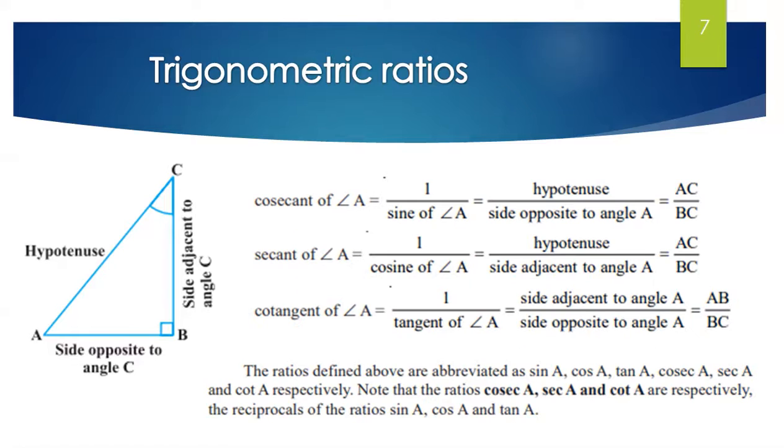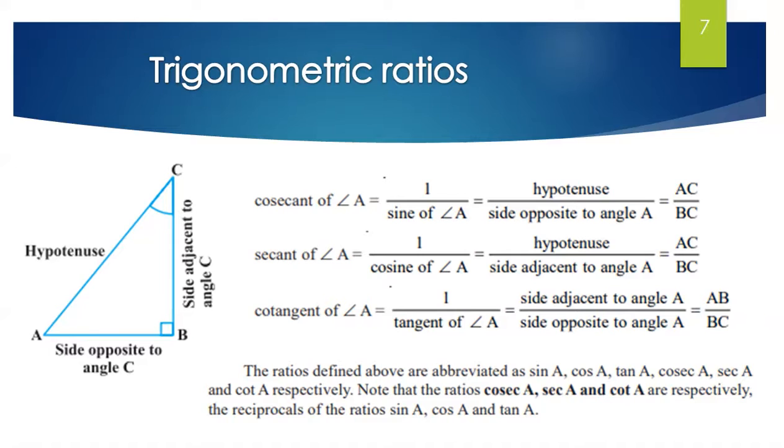Now the other 3 trigonometric ratios. Cosecant of angle A is actually the reciprocal of sine of angle A. So that will be hypotenuse upon side opposite to angle A. Similarly, we have secant of angle A, which is the reciprocal of cosine of angle A. And cotangent of angle A, which is 1 upon tangent of angle A.